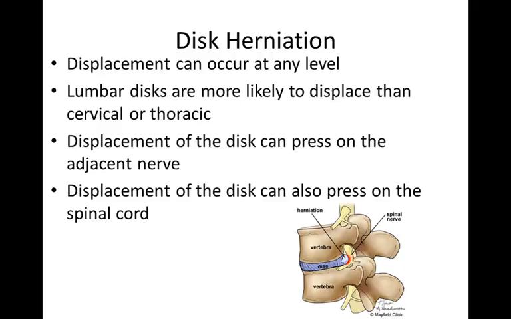Disc displacement can actually occur at any level in the spinal column. It's most common in the lumbar spine, specifically L4, L5 is the most common level of injury. With the displacement, the disc can press on the spinal cord itself or on one of the spinal nerves, which is just lateral to the spinal cord. When there's injury to the spinal cord or to the spinal nerves beside the spinal cord, that's when you actually start having the symptoms associated with the disc displacement.